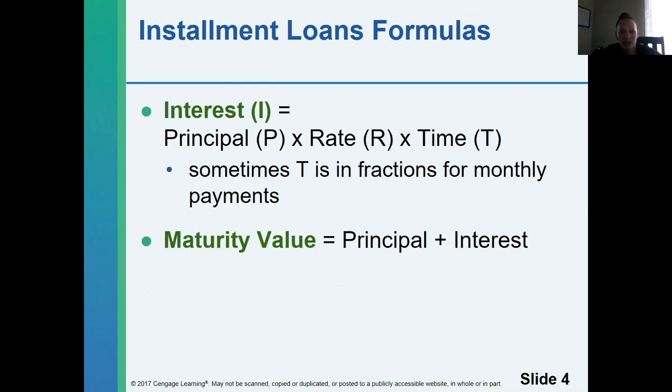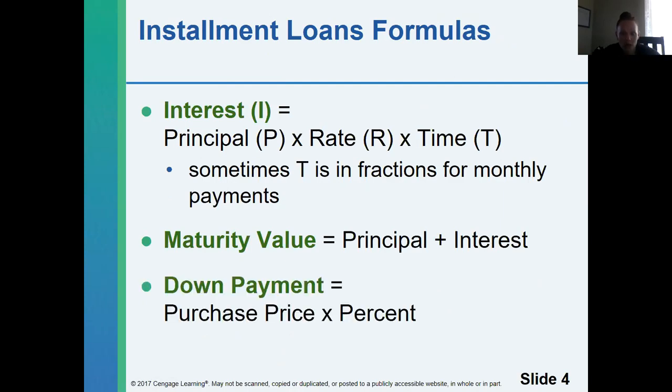Maturity value is the principal plus interest, how much you pay total. And then the down payment is the purchase price times whatever percent you want to put down. Or down payment can be a dollar amount, but it's often a percent. So here are some formulas.